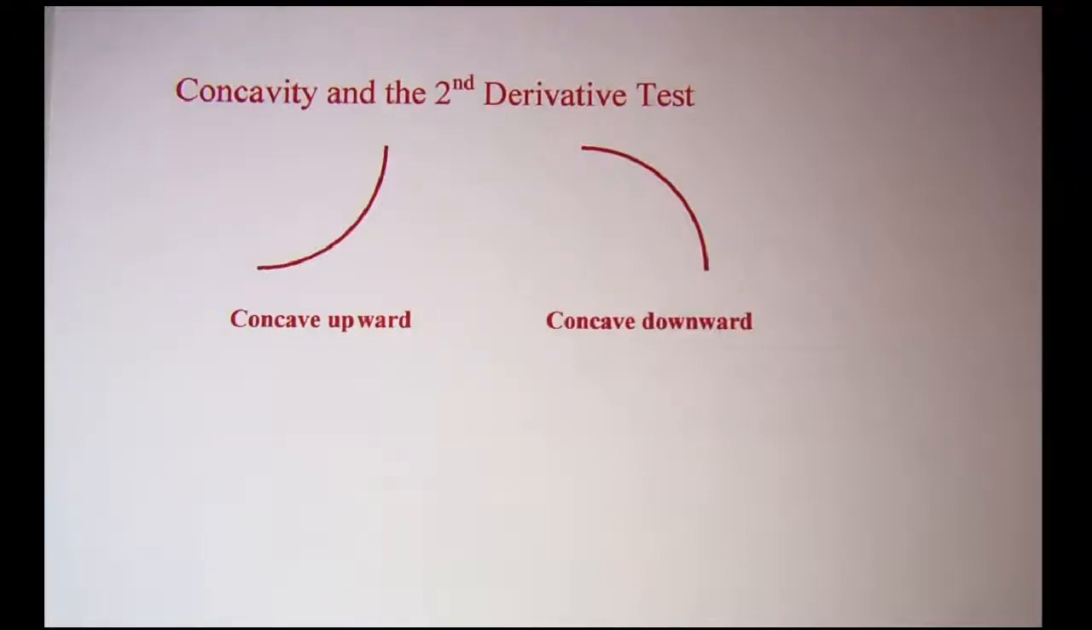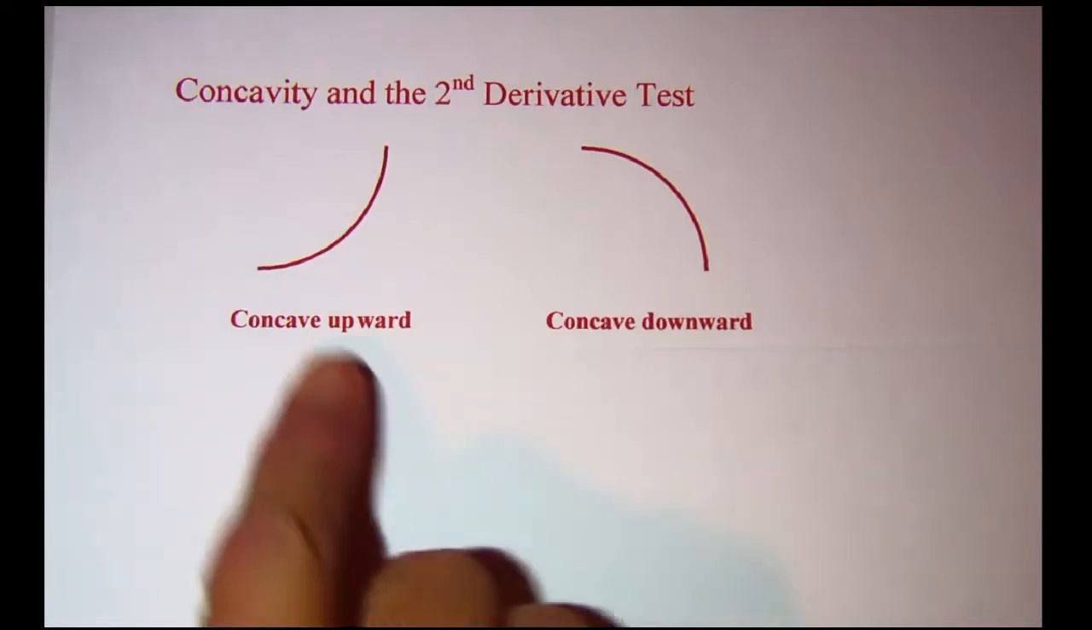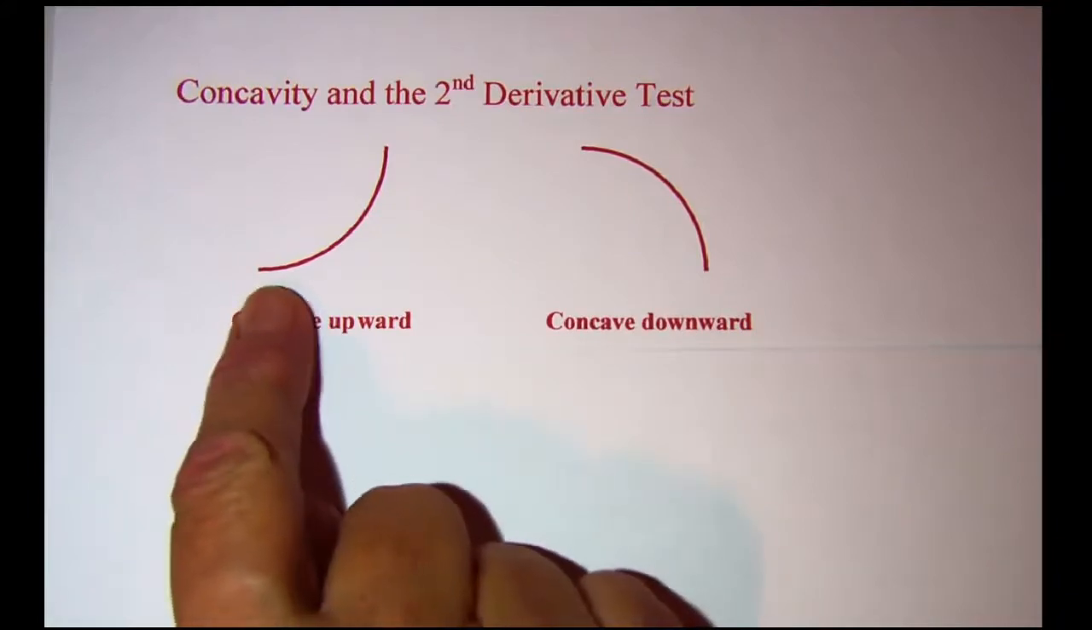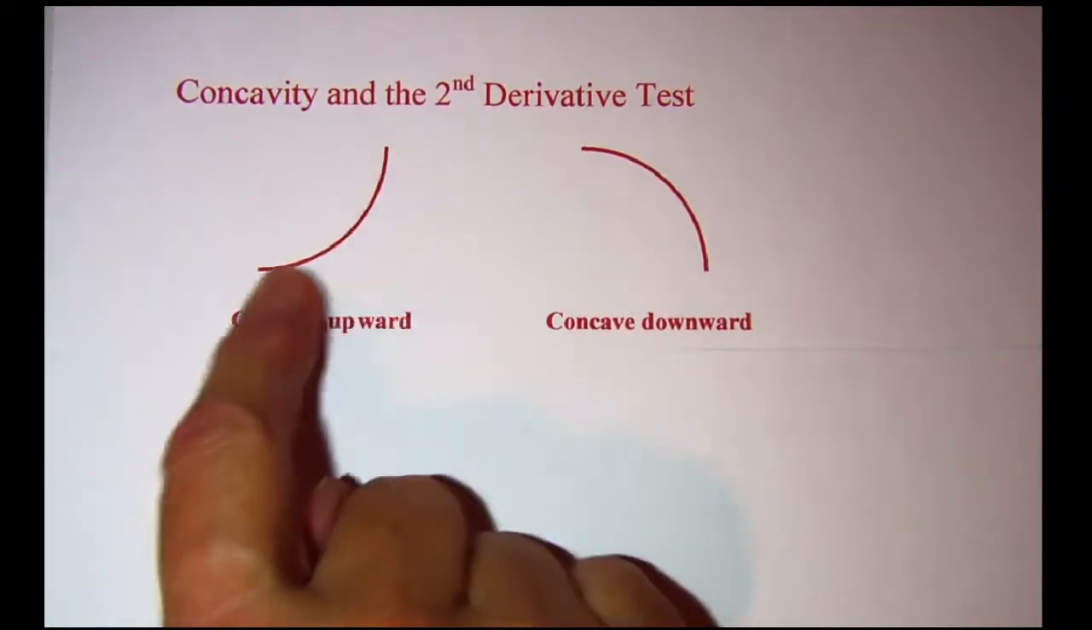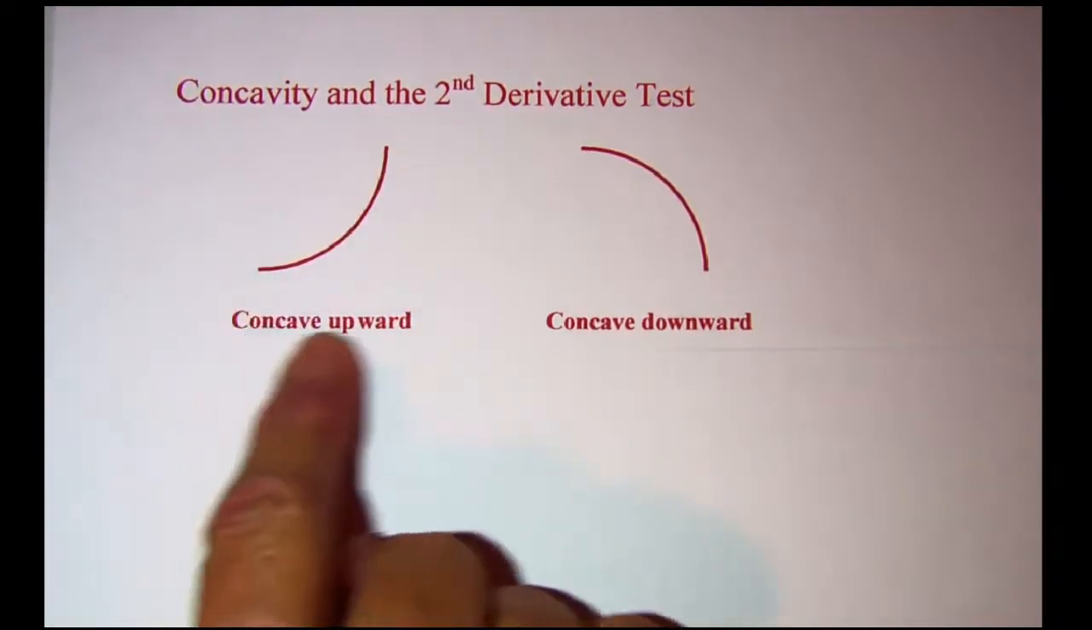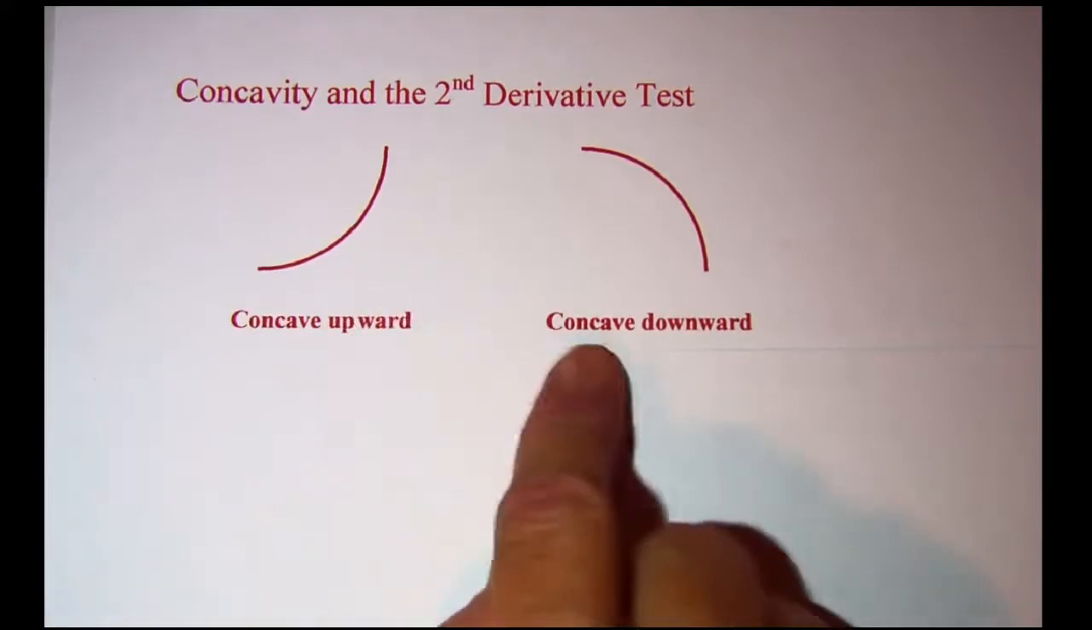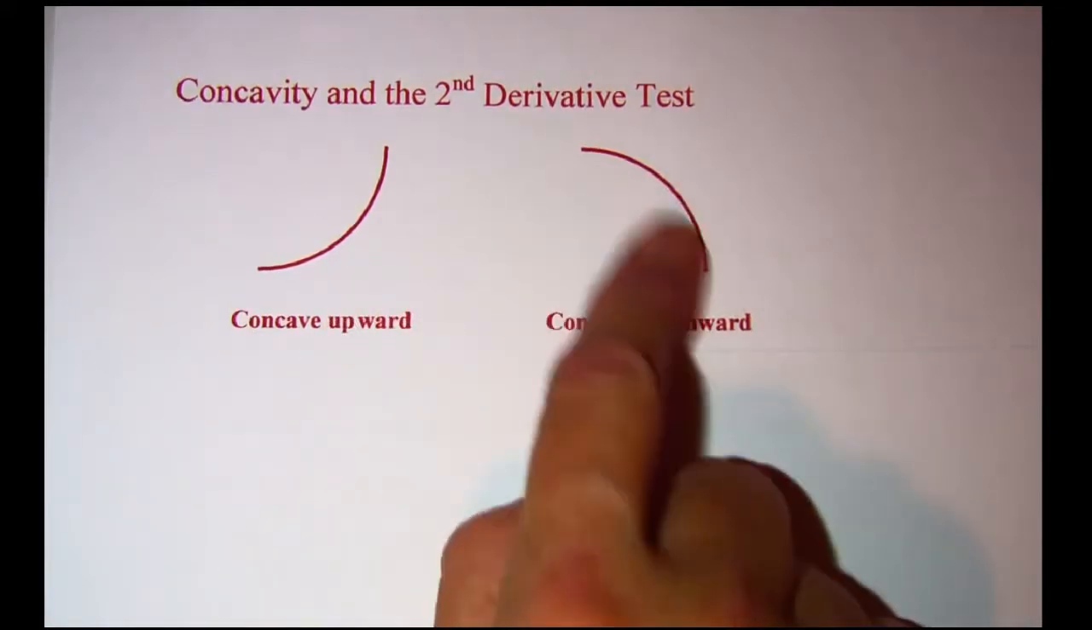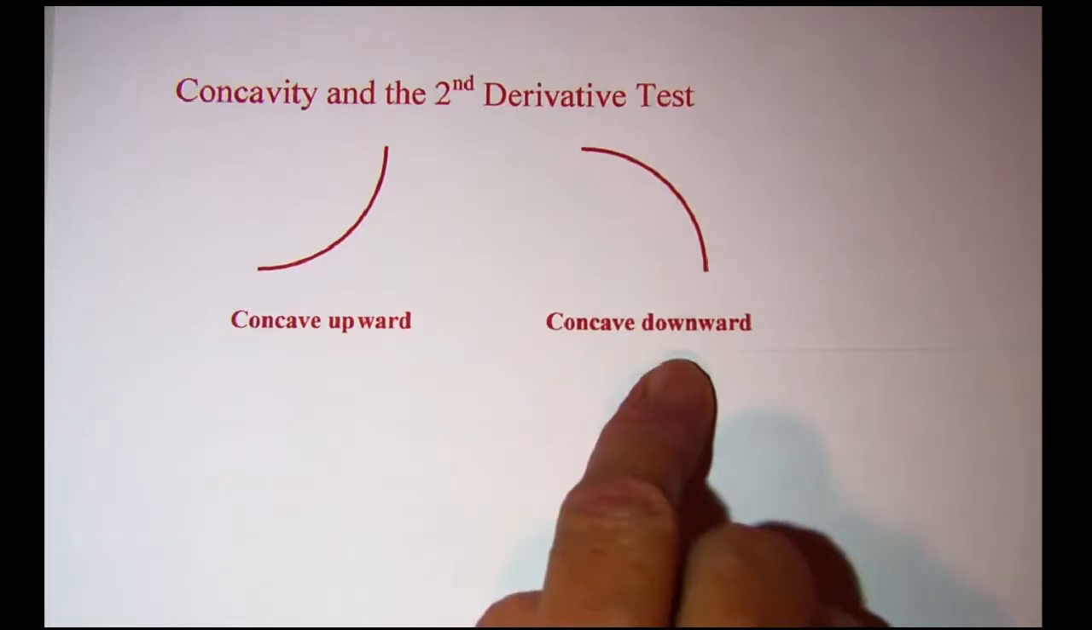In this video, we will be using the second derivative test to examine the concavity of a function. This first example is a piece of a curve that's concave up, and this example is a piece of a curve that is concave down.